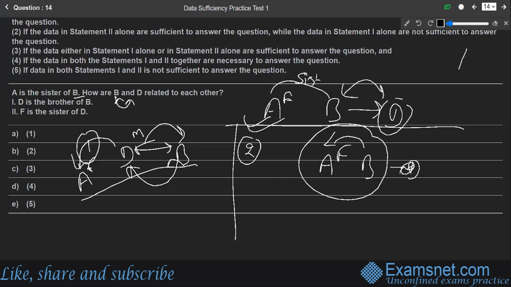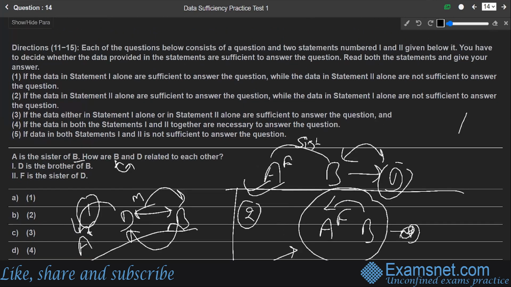So if D's position is not marked in the second diagram, clearly we cannot answer the question using statement number second alone. But statement number first alone was sufficient. This is option A, which says statement number one alone is sufficient, but statement number second alone is not sufficient. So that is the first option.